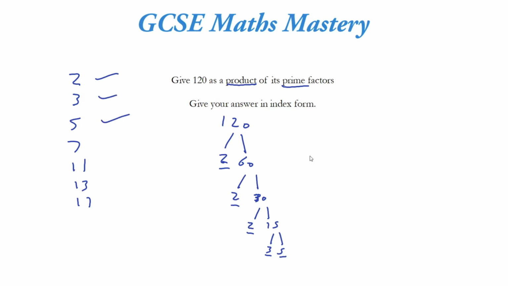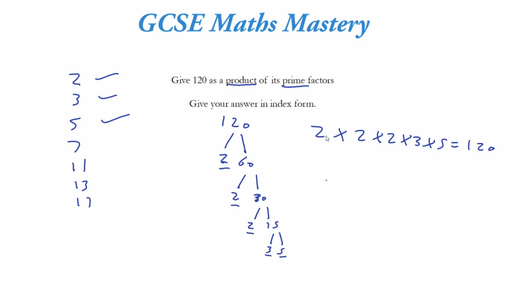And this is going to be 2 times 2 times 2 times 3 times 5 equals 120. So this is our list of prime factors already, okay? And these are prime numbers and factors of 120. Now it's asking us to give our answer in index form. Index form is a shorter way to lay out this row of numbers.